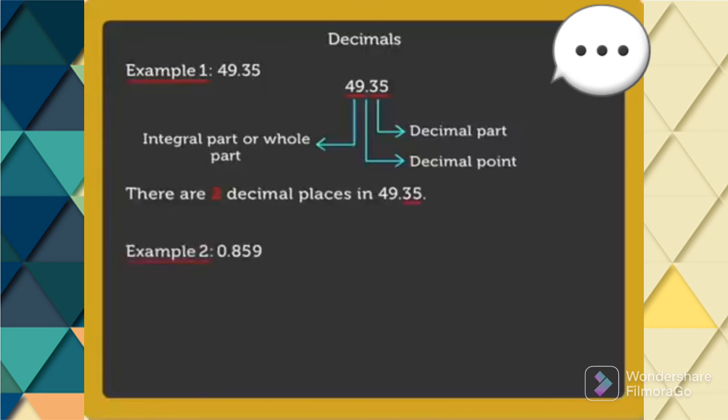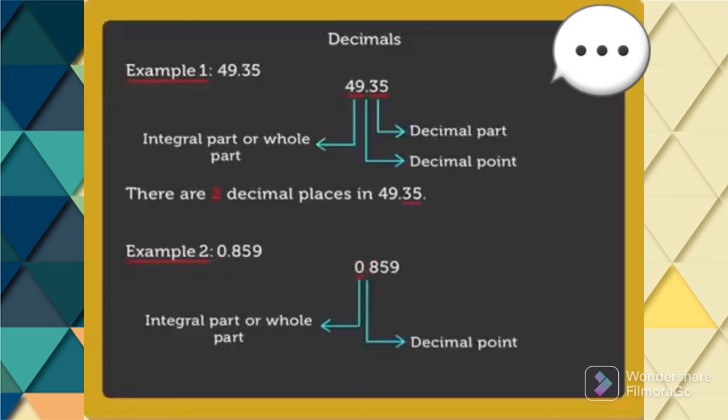In the decimal number 0.859, 0 is the integral part. The dot in between 0 and 859 is the decimal point. And 859 is the decimal part. It is read as 0.859. And there are 3 decimal places in 0.859.